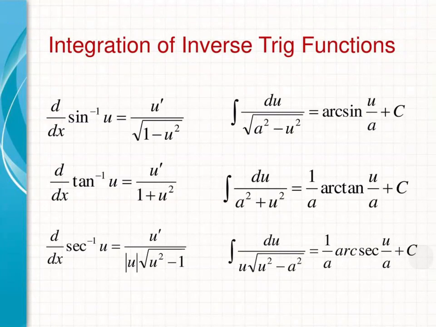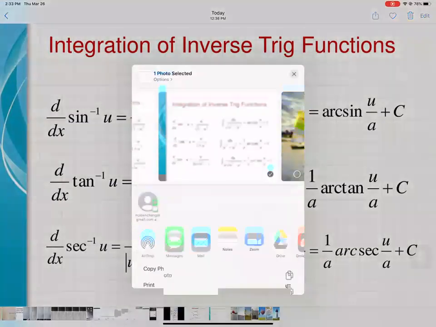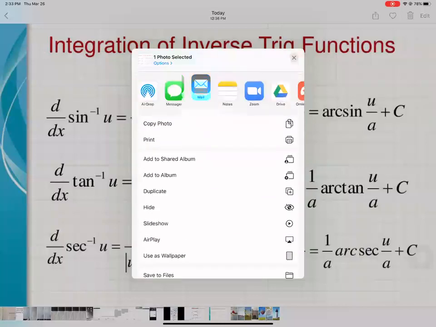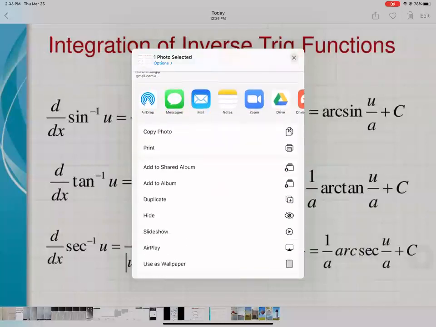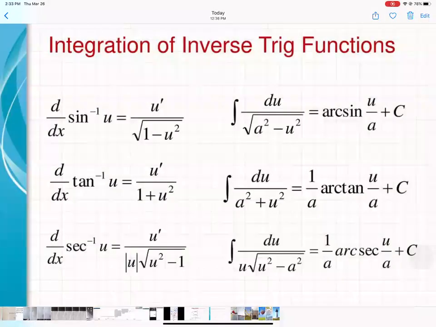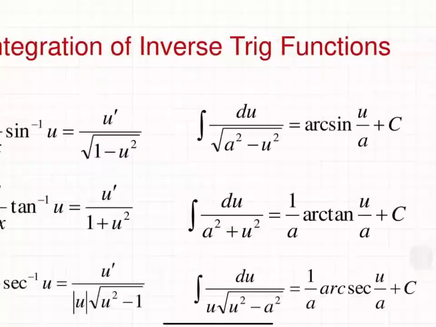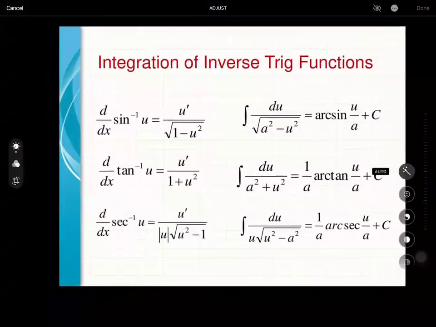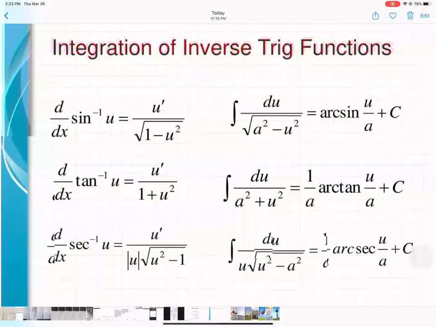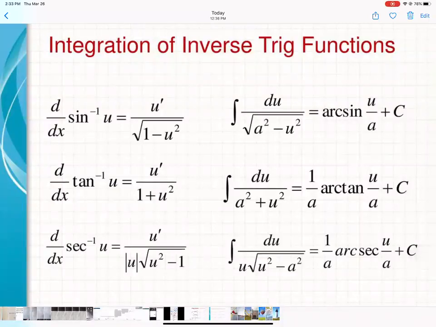Now, let me see if I can mark this up. Can I just run it? No. Edit. Nope. Okay, well, let me screenshot it then. Run another screenshot.